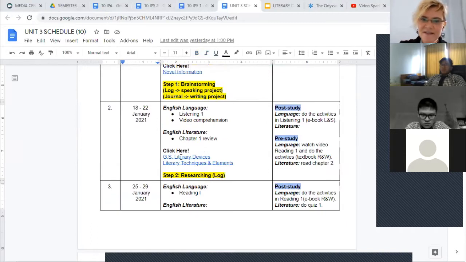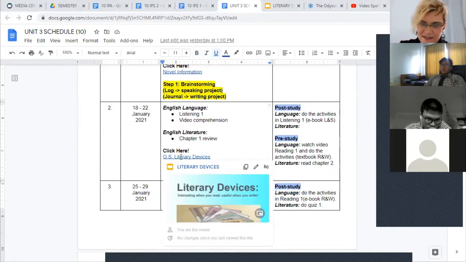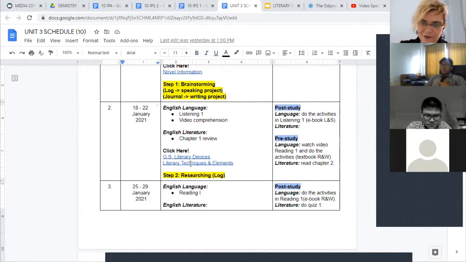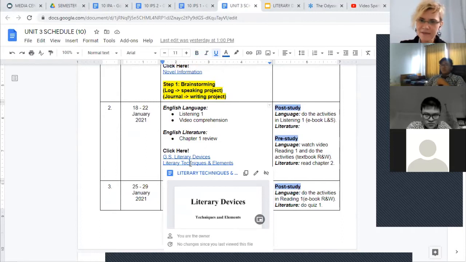There's a Google Slides about literary devices. We're going to go over that today. And this is very important. I made you a compilation, a summary of what the elements are of literature that are important. So you have to read through that.